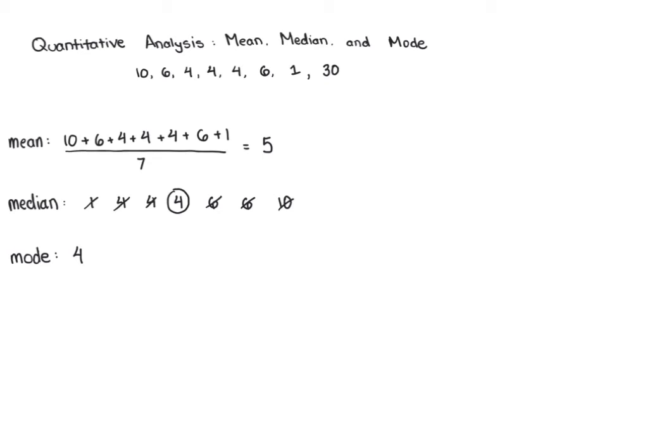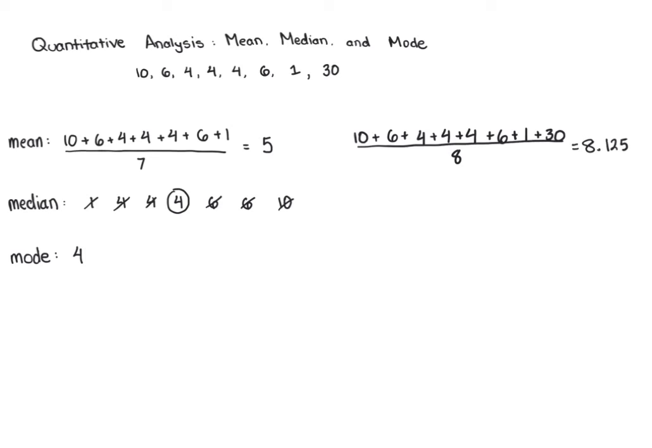So let's go through and calculate the mean with this new value. We'll do the same method of adding up all the numbers: 10, 6, 4, 4, 4, 6, 1, and now 30, and divide by our new total amount of numbers, or 8. And we find that our new mean is now 8.125. So we see that adding in an outlier has significantly changed our mean.